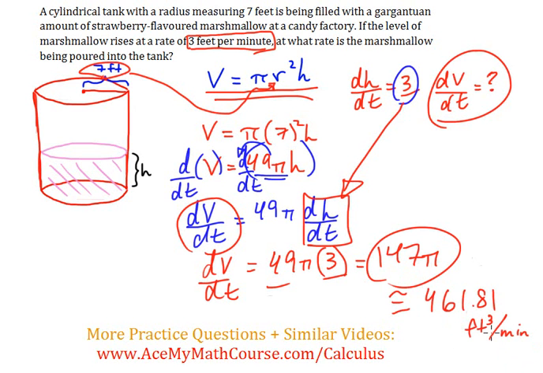And why is it cubic feet per minute? Always be careful with the units here when you're dealing with related rates. The height was increasing at 3 feet per minute. So when we're dealing with a volume, it must be, of course, just cubic feet per minute.